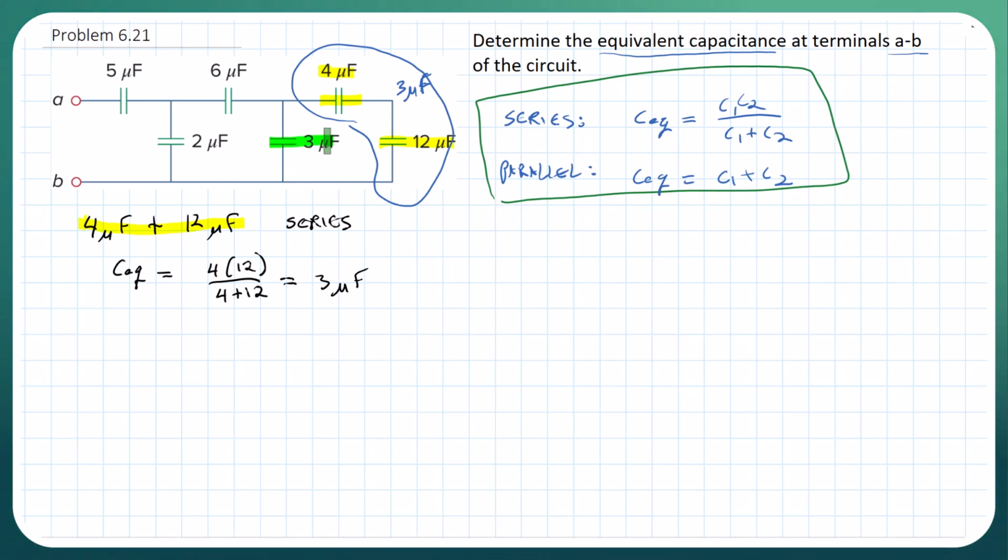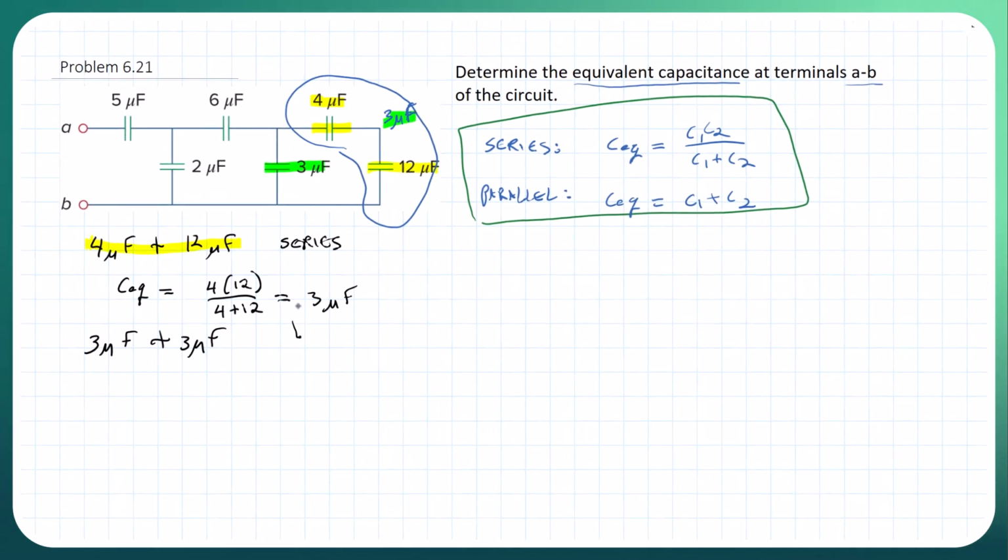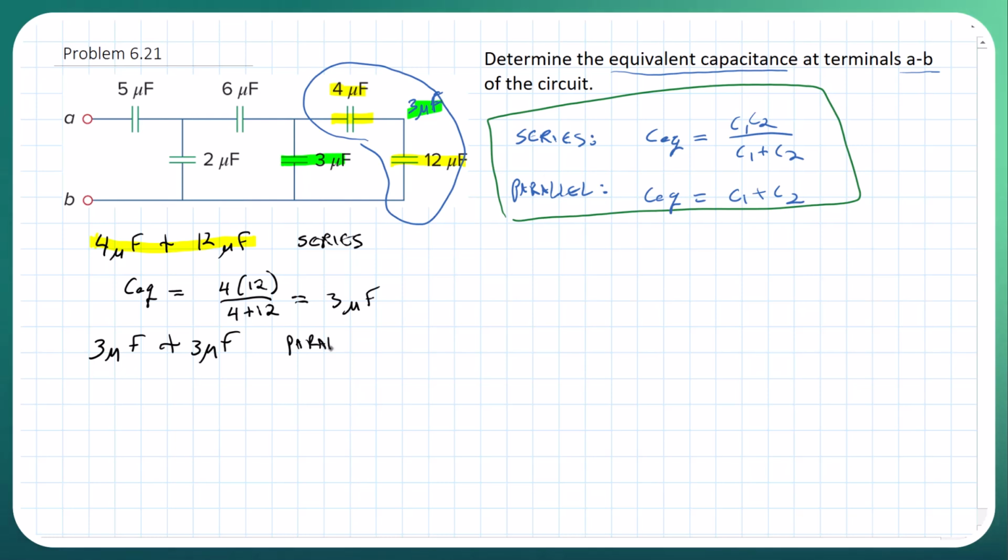However, that 3 microfarads along with these 3 microfarads, now these two are going to be in parallel. So let's write that down. So now the resulting capacitance, we got 3 microfarad and the other 3 microfarad, these guys are going to be in parallel. Let's highlight that. If we add those up, because the equation tells us we add them up if they're in parallel, our C equivalent in this case is going to be 3 plus 3, which is 6 microfarad.